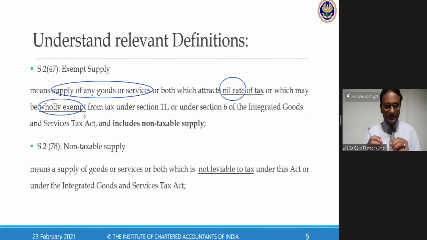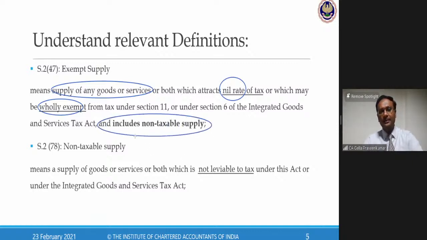So please understand, whenever we are referring to this term called exempt supply, it is referring to a particular supply which is either nil rate of tax or which is wholly exempt. These two. Now, this exemption under Section 11 or under Section 6 of IGST Act. Now, important: it includes non-taxable supply.